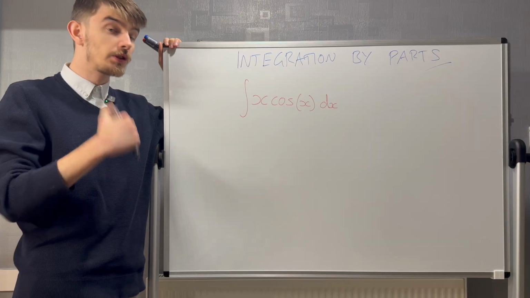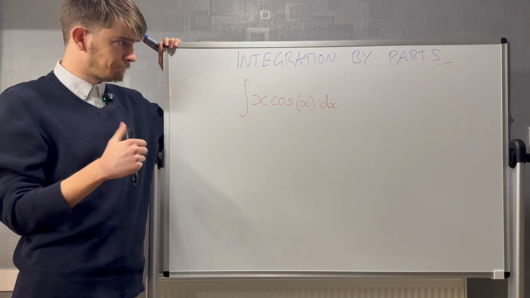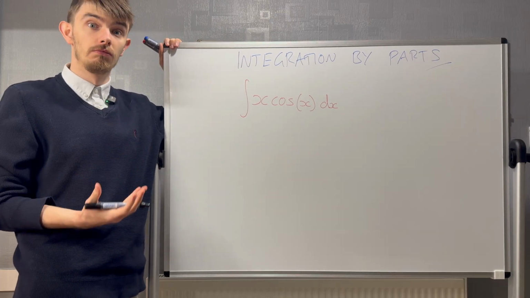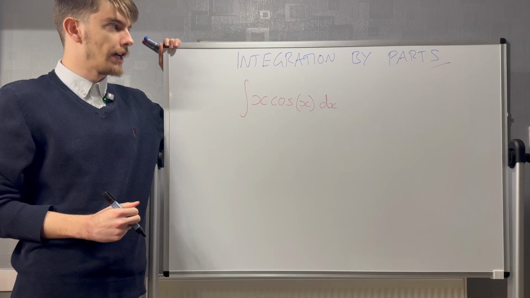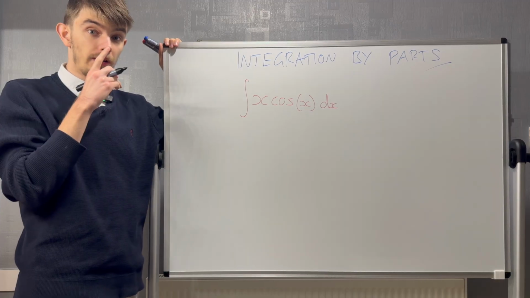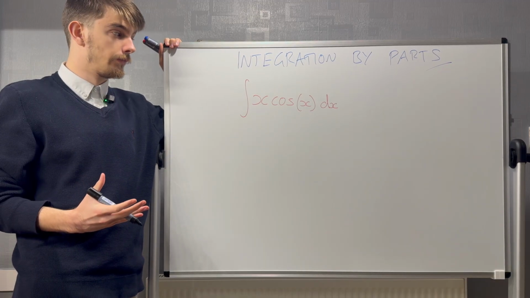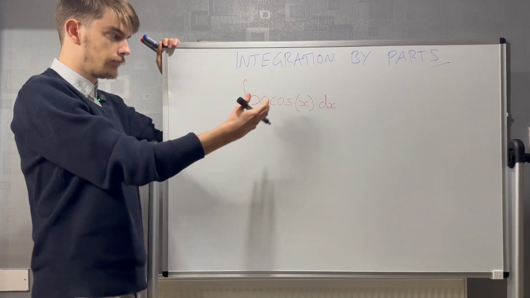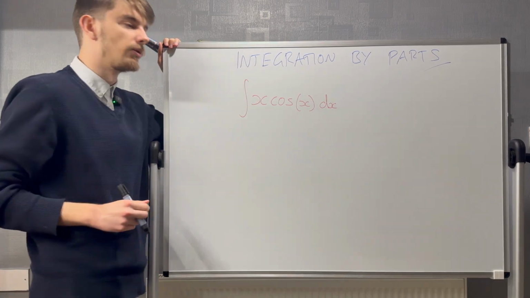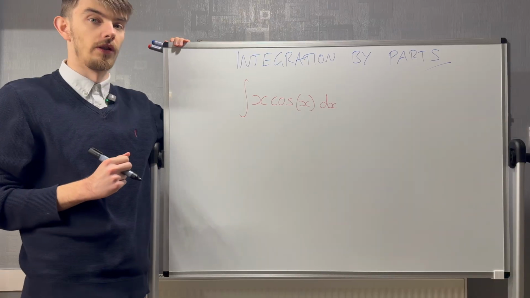Probably the most useful and annoying integration solving method that we will encounter, at least for now. Integration by parts is very, very useful, because quite a lot of the time, you will find functions that look like this. Example given here, x times by cos x, and we're trying to find the integral of that.